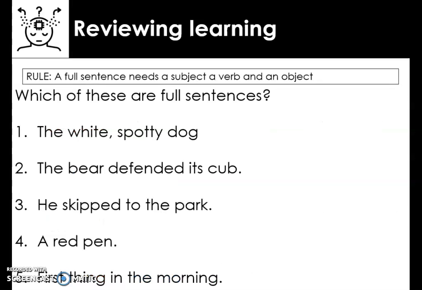First things first, all the answers will be at the end of this session. Remember the rule? A full sentence needs a subject, a verb, and an object. Which of these 5 are full sentences? Number 1, the white spotty dog. Number 2, the bear defended its cub. Number 3, he skipped to the park. Number 4, a red pen. Number 5, first thing in the morning. Pause the video now and have a little go at that. You can either write down the full sentences or write down the numbers that they are.